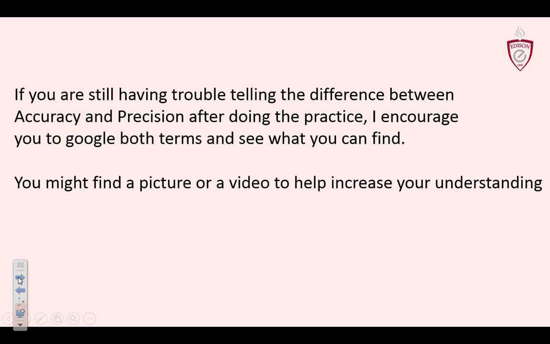So now that we've discussed both terms, if you're still having trouble, I suggest that you Google precision, you Google accuracy. You can do a keyword search, you can do a picture search, you can look on YouTube. You have the ability to do whatever you need to do to make your understanding that much stronger. And if you find something really cool, by all means, bring it to me.